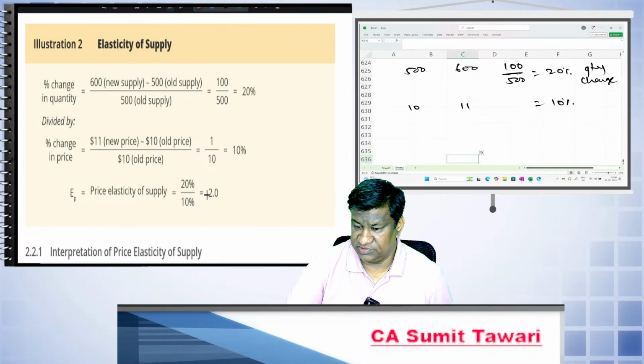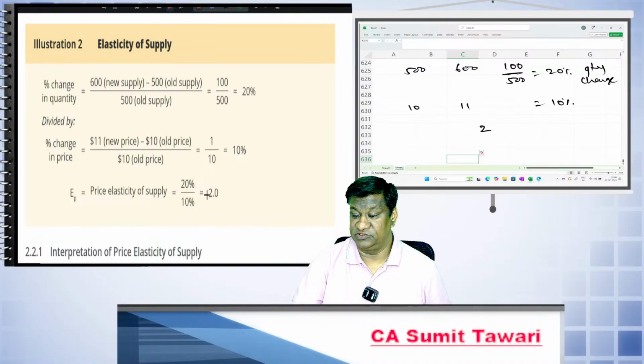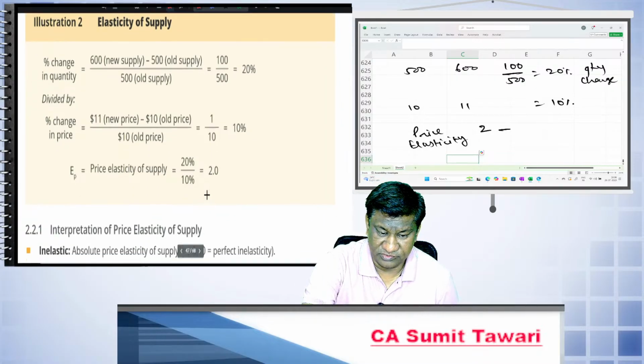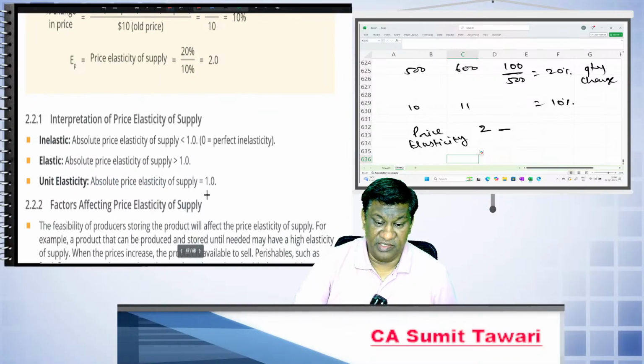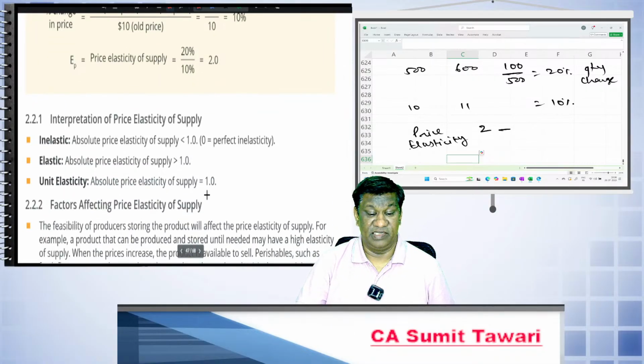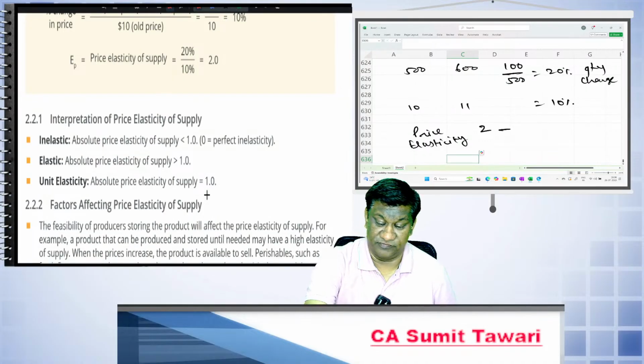So that means the price elasticity of supply is 2. Okay, so it is elastic. When it is more than 1, it is elastic. So interpretation again: inelastic, it is less than 1. Elastic, it is more than 1. And unit price elasticity is 1. Means the same as what we saw in the case of demand.